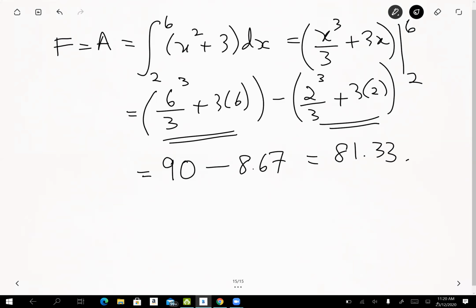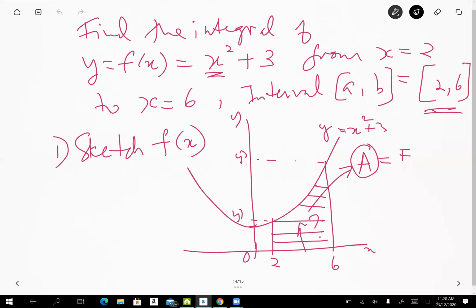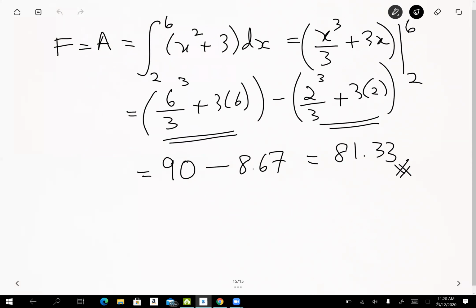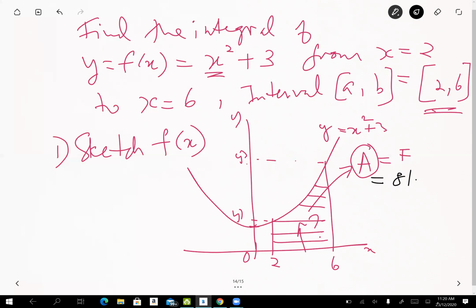So that is the definite integral. So you get a value. Okay, it's definite. Definite means it's specific. So therefore, the area here is equal to the value that I have, by evaluating the integral from 2 to 6 of that function. So it's 81.33. Okay, of course, the unit of area is unit square. But no need to say it, it's fine. Alright. So the area is 81.33.